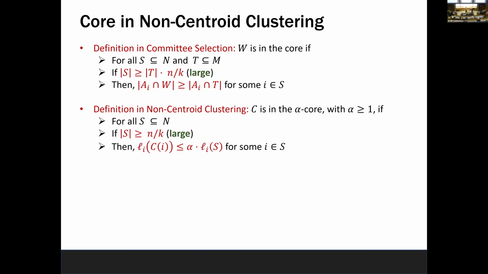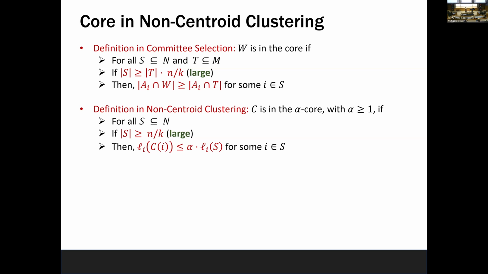In a very similar way, the core was defined in the centroid clustering problem, and here we define this in the non-centroid clustering problem as well. First of all, we need to define what proportionality is in our world. Given that we have n data points and we want to create k clusters, every n over k individuals are eligible to select their own cluster. So we say that a clustering solution, which is a partition of the individuals into k clusters, is in the core. You see I have an approximation here.